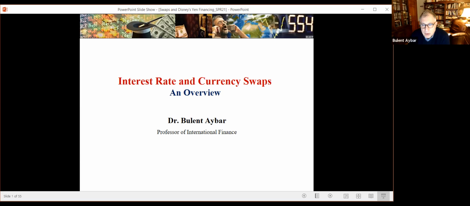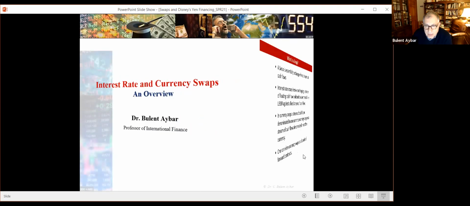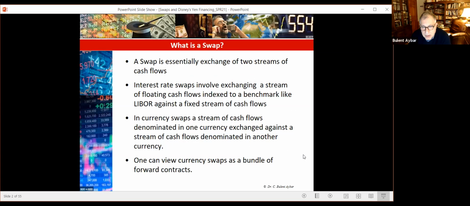In this recording, we will talk a little bit about interest rate and currency swaps and use a few examples to illustrate the concept. So let's start with the definition of a swap. A swap is essentially an exchange of two streams of cash flows against each other. In an interest rate swap, we exchange a stream of floating cash flows indexed to a particular benchmark like LIBOR against a fixed stream of cash flows.